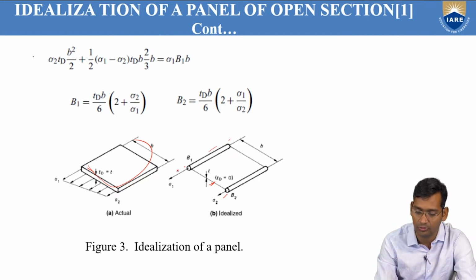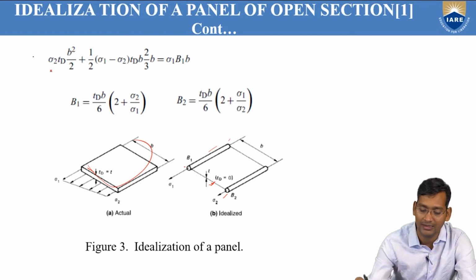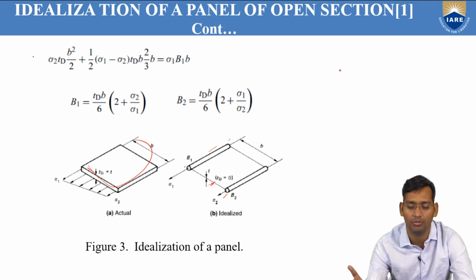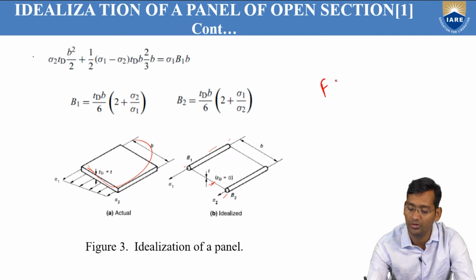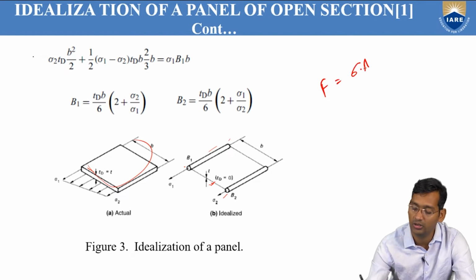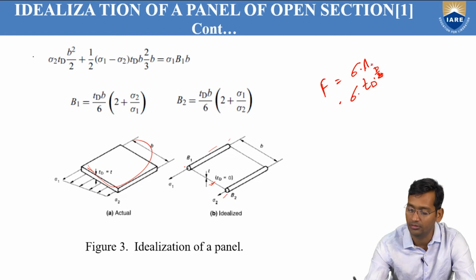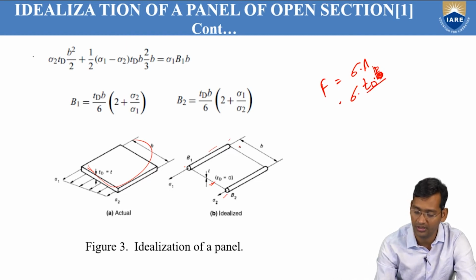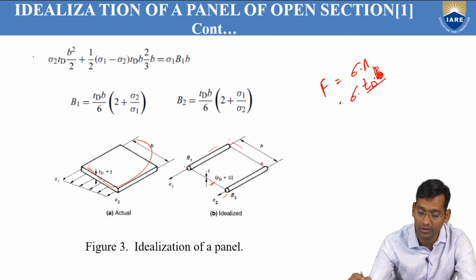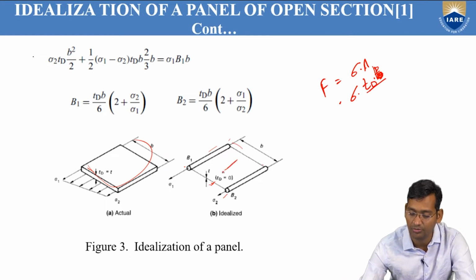So for sigma 2, just see sigma 2. Taking moment is force into perpendicular distance. So the force is sigma into area. Here sigma into thickness, TB, sorry, TB, not D. TB will be the area, thickness into width. This is the area, acting at the center of this one, so that into B by 2.